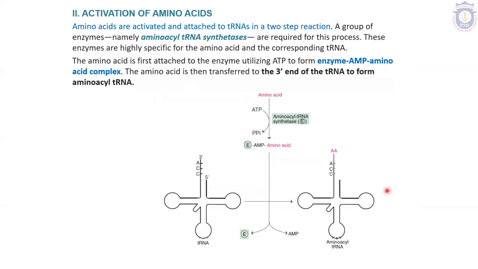Activation of amino acid. The amino acids are activated and attached to tRNA in a 2-step reaction. A group of enzymes, namely aminoacyl tRNA synthetases, are required for this process. These enzymes are highly specific for the amino acid and the corresponding tRNA. The amino acid is first attached to the enzyme utilizing ATP to form enzyme AMP amino acid complex. The amino acid is then transferred to 3' end of the tRNA to form aminoacyl tRNA. This is the aminoacyl tRNA.